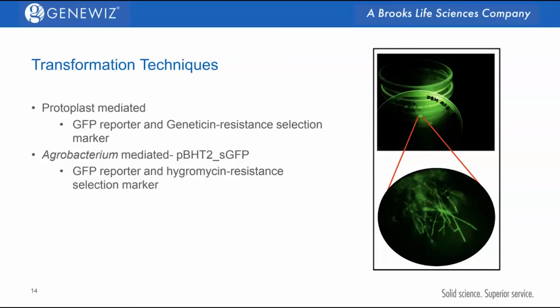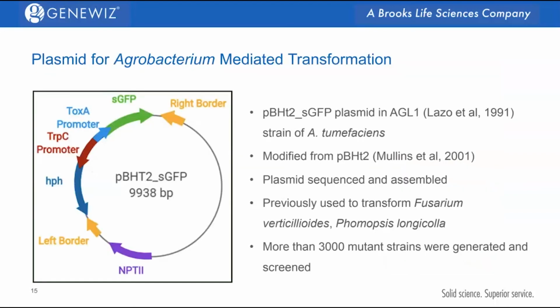And on the right, we can see how we go about only selecting those colonies that were growing on the plate containing the antibiotics, but also fluorescing green. The colonies that were not fluorescing were not selected for future analysis. I'm going to give more details about the plasmid that I used in Agrobacterium, because this method was used more extensively than protoplast-mediated transformation.